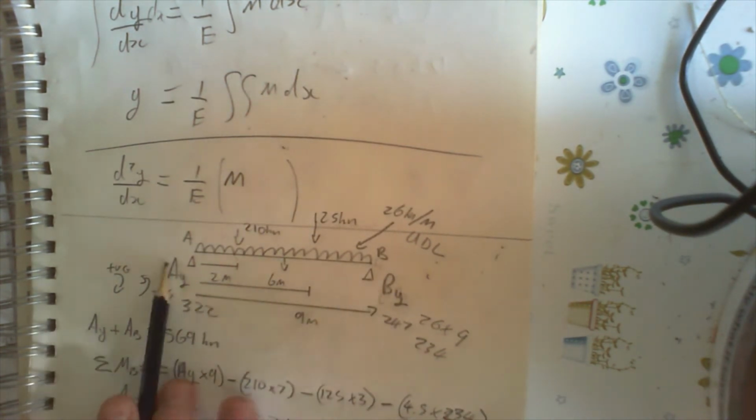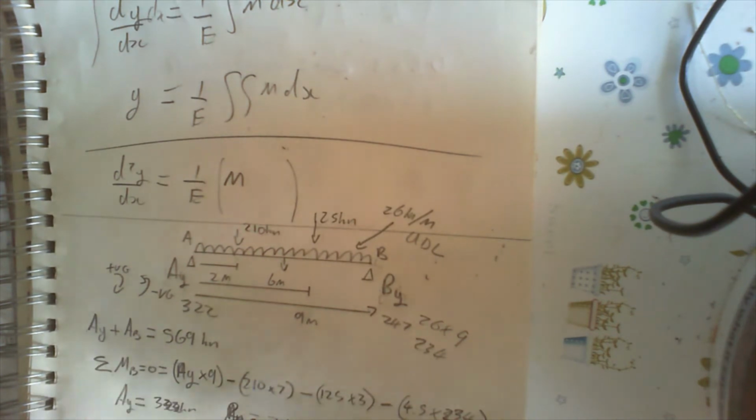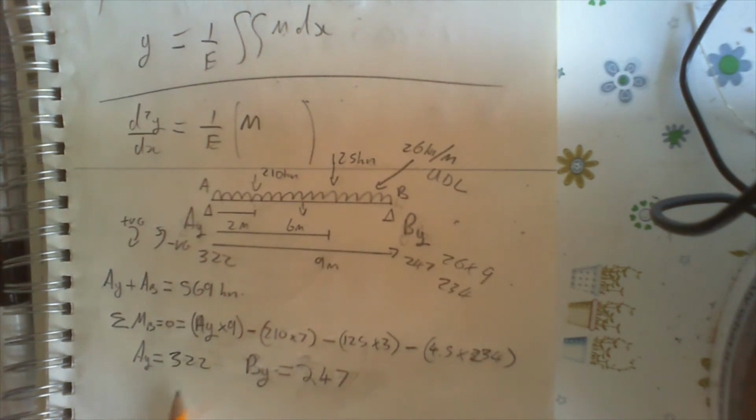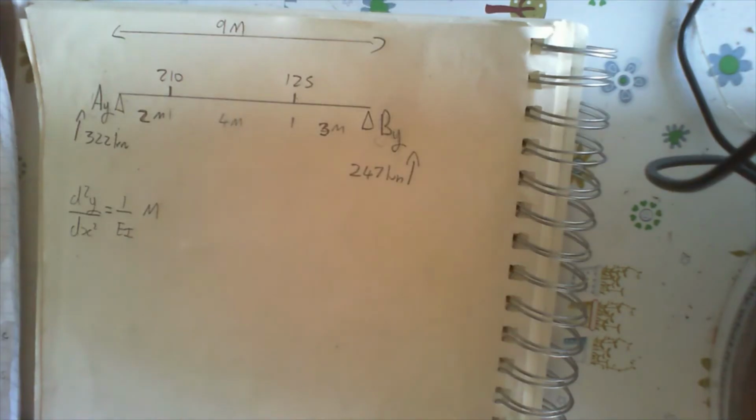So I just found the vertical forces and took the moments, and we've worked out what these forces are, the reactions are. Right, it's a bit clearer there. 322 and 247. Right, we go on to the next bit.